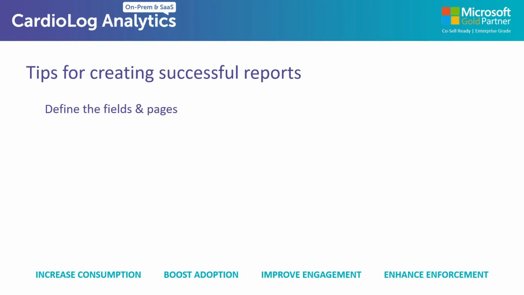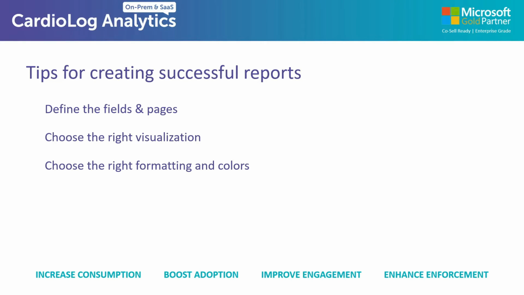The first step is to define the right fields and decide how you will organize your report into pages. The second tip is to choose the right visualization for your report that matches the type of data you present. The third tip is to choose the right formatting and colors to make your report easy to read. Let's dive deep into each one of these tips in detail.